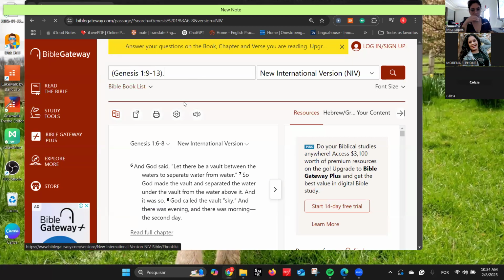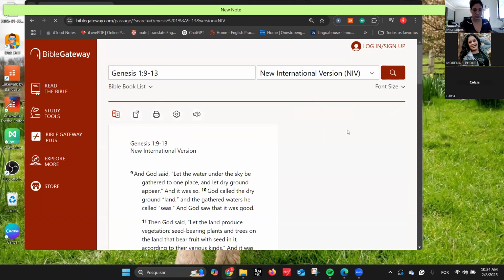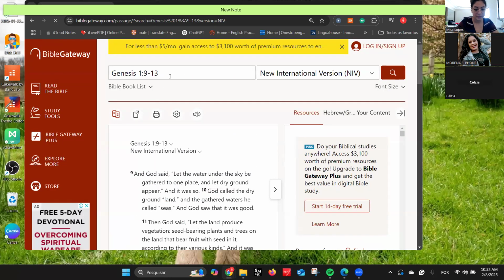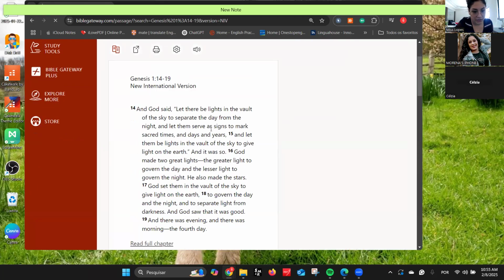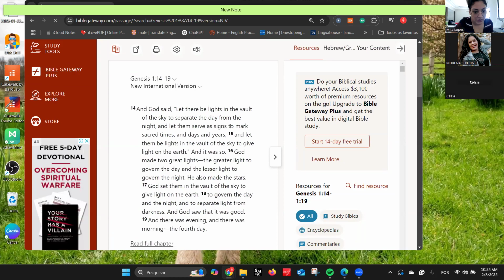No, this is the land and vegetation. 14 to 19. So let's see. God said, let there be lights in the vault of the sky to separate the day from the night, and let them serve as signs to mark sacred times, days and years, and let them be lights in the vault of the sky. So God made two great lights, the greater light to govern the day. Yeah, so that's when he made the stars.